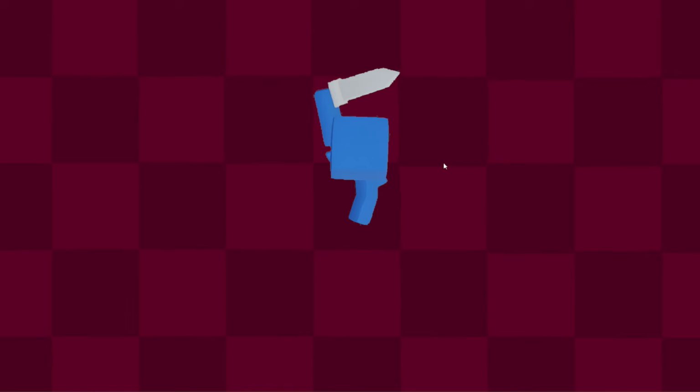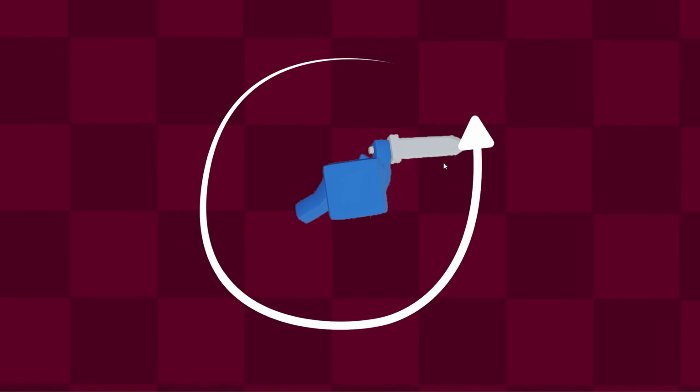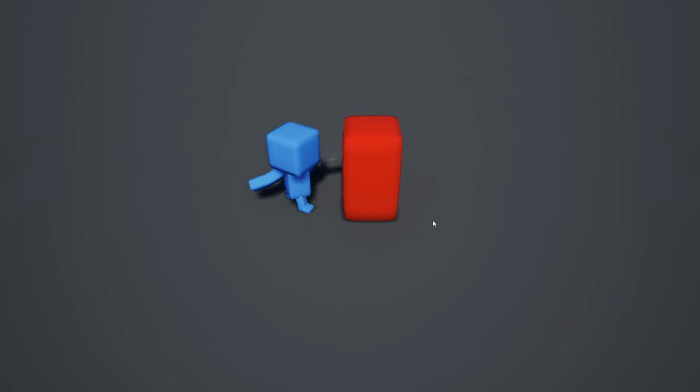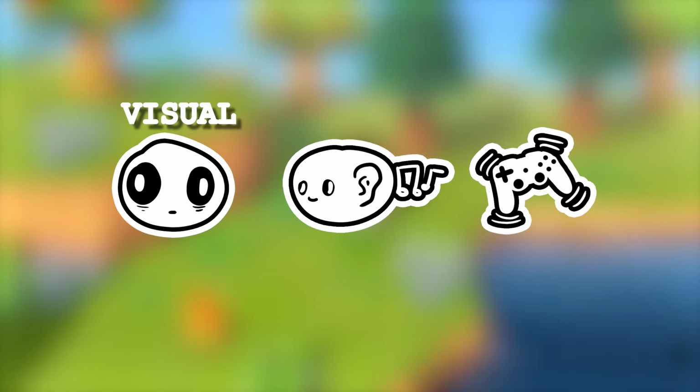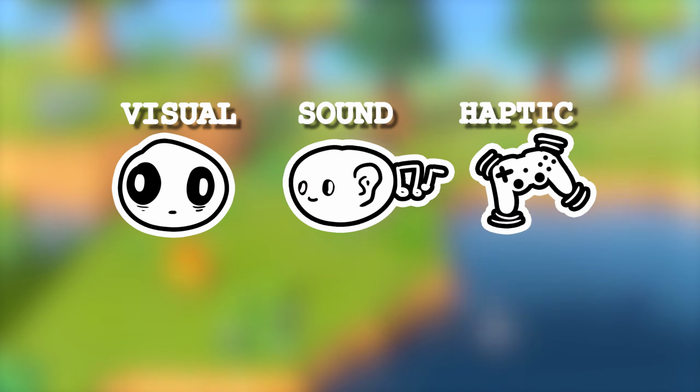When you make a swing attack, especially for a 3D game, make sure you have a smooth curve of the swing. So we are back in the demo scene. Now we can attack the enemy, but there is 0 feedback, which makes the game feel very boring and unresponsive. So let's add some feedback. There are 3 types of feedback: visual feedback, sound, and haptic feedback.